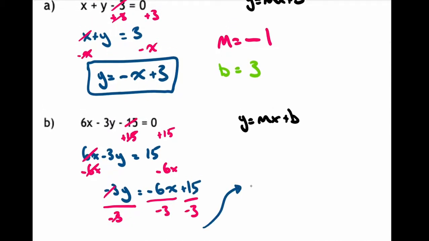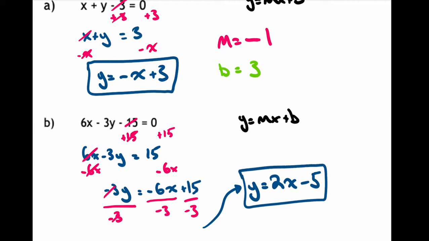What I'm left with is y equals, and then negative 6 divided by negative 3 is 2, so 2x, and then 15 divided by negative 3 is negative 5. So this is my slope-intercept form of the equation, and I should be able to pick out my m value, which is 2, and the b value, which is negative 5.